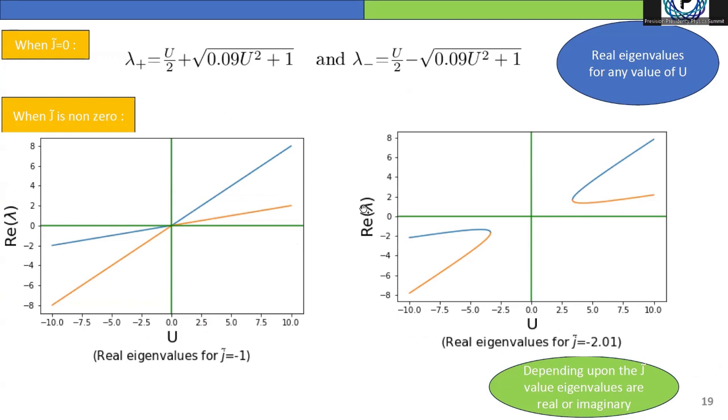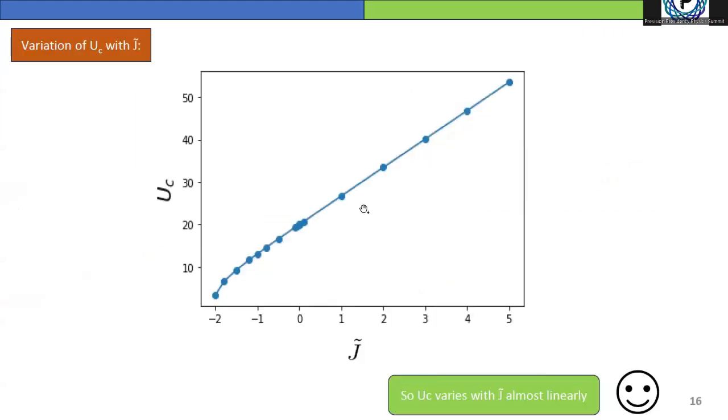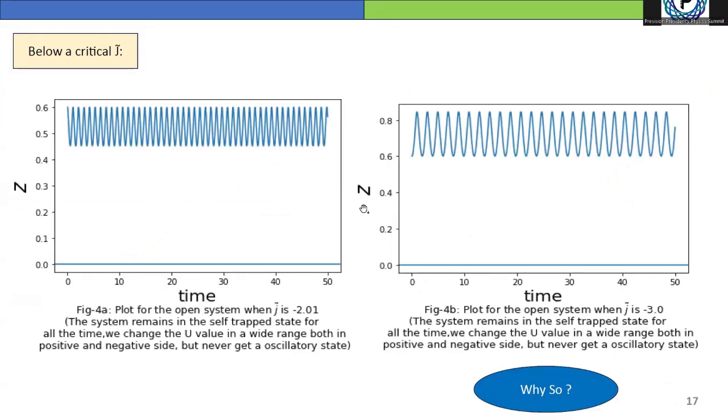But when we go to J tilde equal to -2.01, you can see here are some real eigenvalues, and here are some real eigenvalues. Actually, it is a real plot, so you cannot show the imaginary eigenvalues. But look carefully, here is a discrete gap. It means there is some imaginary eigenvalue. So when J tilde is less than -2.01, there is some exceptional point which differentiates between the real and imaginary eigenvalues. The interesting thing is that this J tilde equal to -2.01 is almost similar to this, where we got a totally self-trapped state.